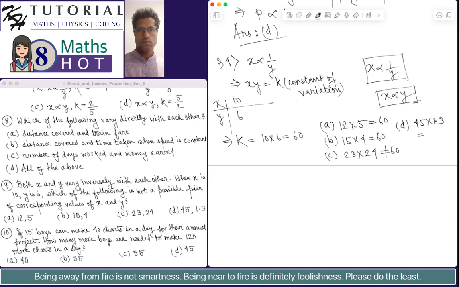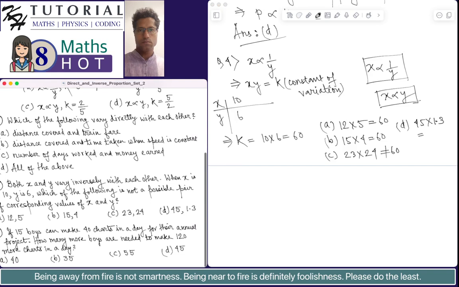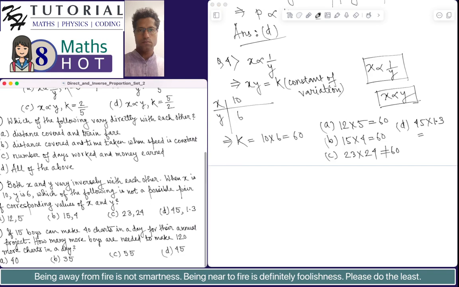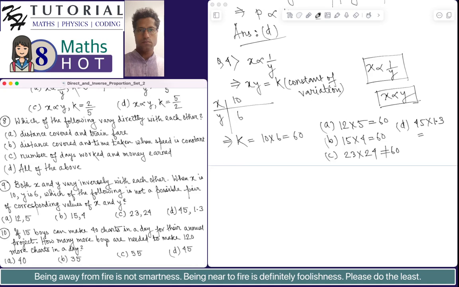Then which of the following is not a possible pair of corresponding values of x and y? What is this? 45 and 1.3. Now the only one choice should be correct. So I was hoping that choice C will be the correct answer, because 23 multiplied by 24 is not coming equal to 60. So this pair 23 and 24 is not a possible pair of corresponding values, based on the fact that when x is 10, y is 6.